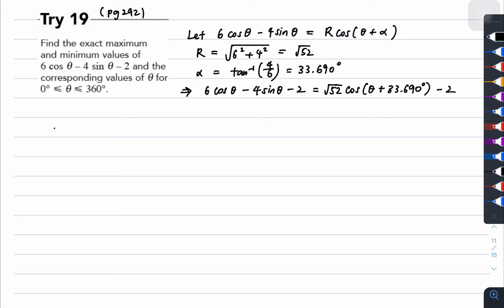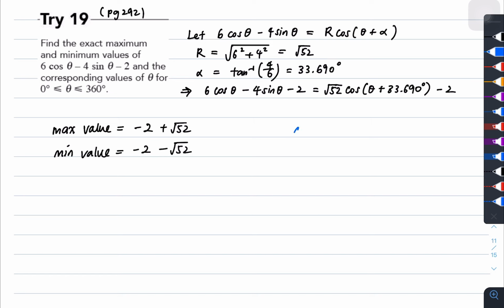Okay, so let us do this. The maximum value is equal to the midline, negative 2, plus root 52. At the same time, the minimum value is equal to negative 2 minus root 52. Now, how do I know this is true or false?